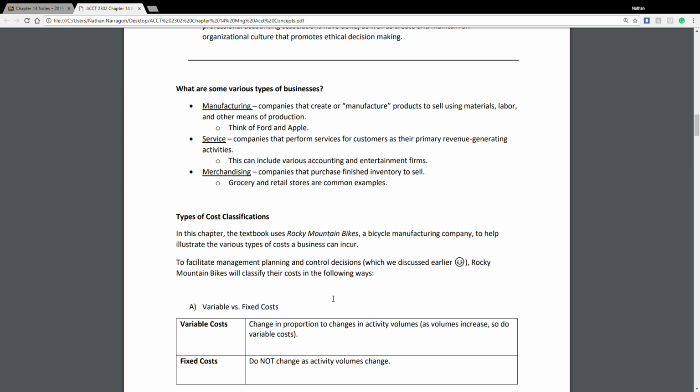The next one is merchandising. These are companies that purchase finished inventory to sell, so they take it from the manufacturer. Grocery stores are really big with this. Walmart, Amazon, so forth. Those are merchandising companies. Those two are really going to be shifted to financial. We really focused on those in financial, 2301. 2302 is more manufacturing again.